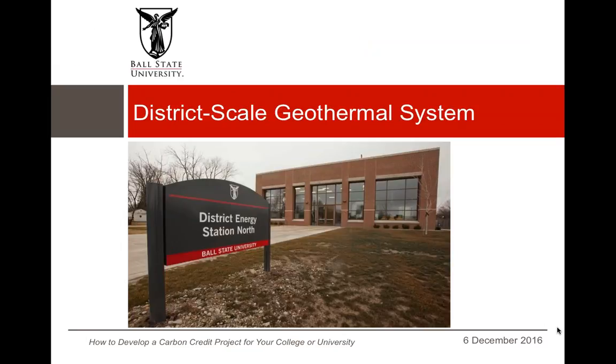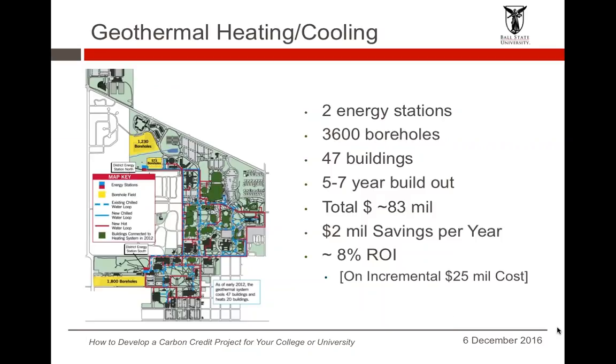The district scale system is located in two places, the north and south half of campus. This is the North Energy Station. It has two huge heat pump chillers inside of it. These are connected to a ground source network, and we either extract heat from the ground or put heat into the ground through exchange coils that are located every 15 feet on center. Next slide. The total scheme of the district scale system is shown in the campus map.